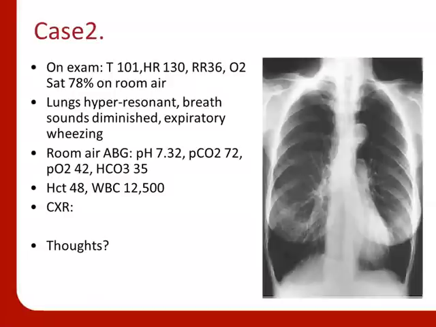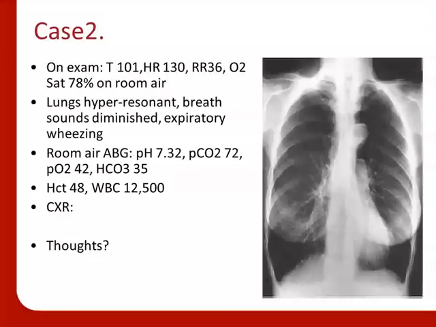You can see she's febrile, she's tachycardic, she's tachypnic, and she's hypoxic. On lung exam, she's got diminished breath sounds, but with some expiratory wheezing. On her blood gas, you can see she's hypoxemic with a PO2 of 42. She's hypercarbic with a PCO2 of 72, and her pH is 7.32. So even with the CO2 being that high, her pH isn't terribly low, so she probably lives with a PCO2 in the 50s or so.